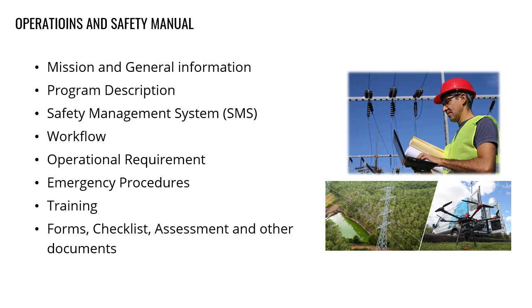Sometimes when you develop a training program, you may outline it in an ops manual, but there will be detail on how people meet mission ready status, etc. in a training manual. But it also lays out the forms, checklists, assessments, and any other documents that you're going to need within your operation.